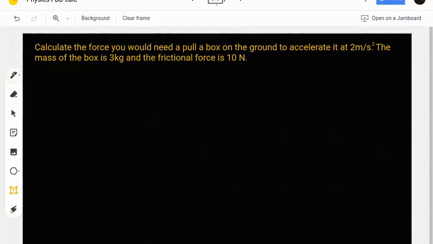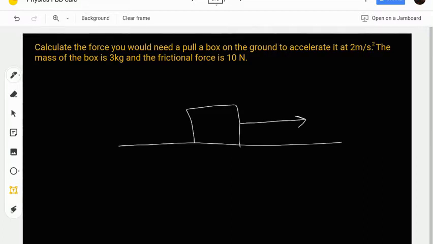So let's see how well you did. You need to compare yours to mine. This is being pulled on a ground. There's my ground, here's my box. Since it's being pulled on the ground and it's not specifying at an angle, we can assume that it's just being pulled. So I'm going to call that my force applied. Anytime you have a force applied in the opposite direction, you have your frictional force, which it says is 10 newtons. So I'm going to go ahead and label that.